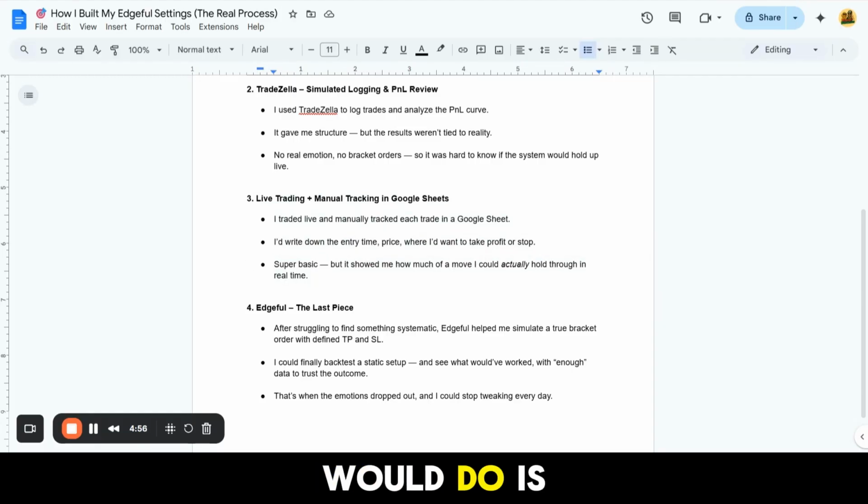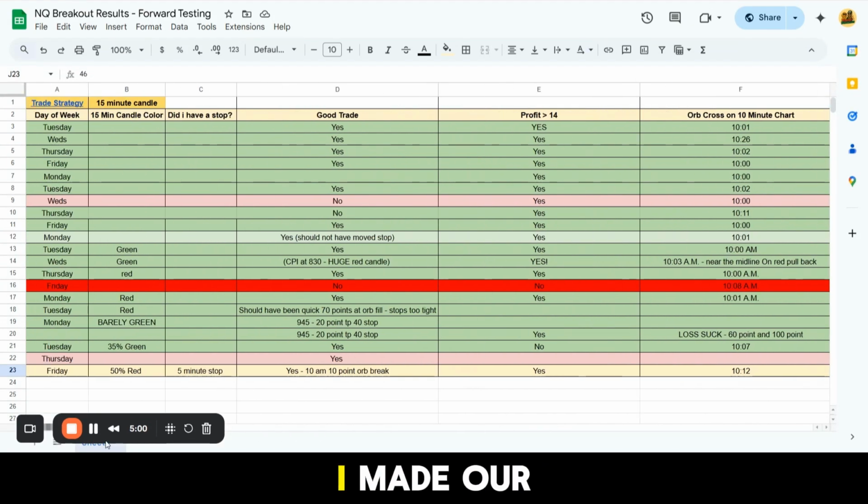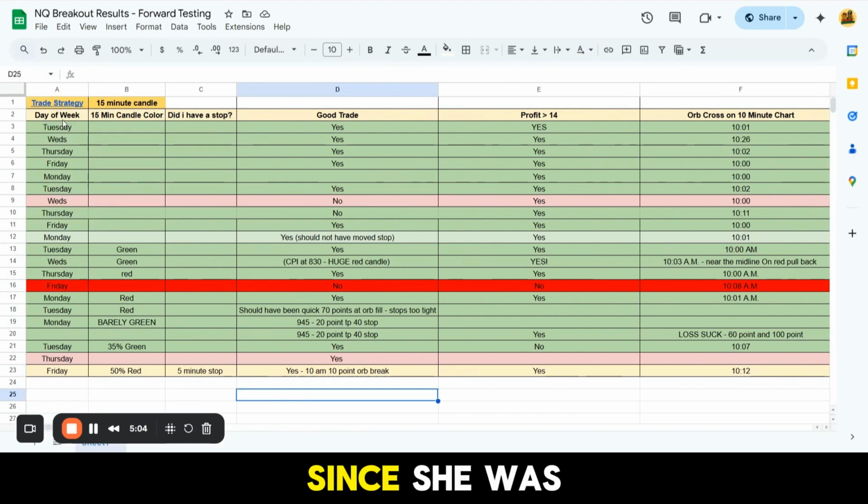So what I would do is I would trade live, and then I had this very basic sheet I made, a Google sheet. Essentially it was day of week first, and again, this is not what I recommend, but this is a way to document that allowed me to figure out even further how price was kind of moving, which will then lead me to step 4.